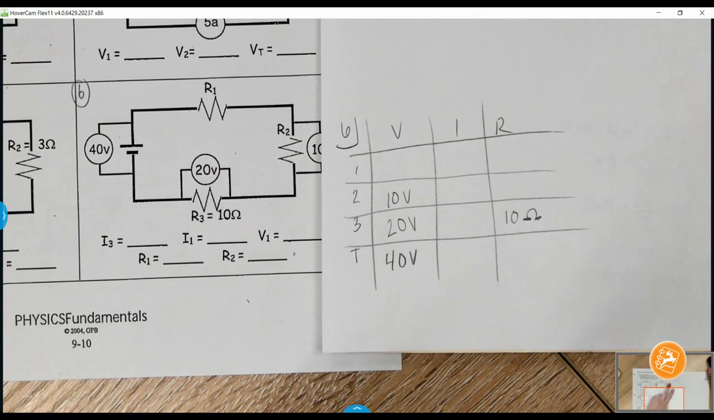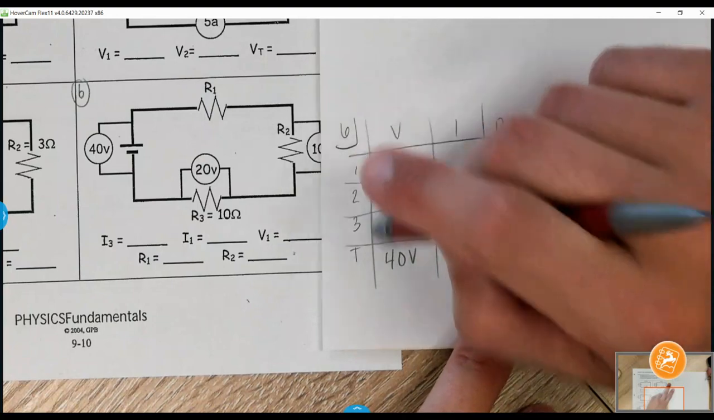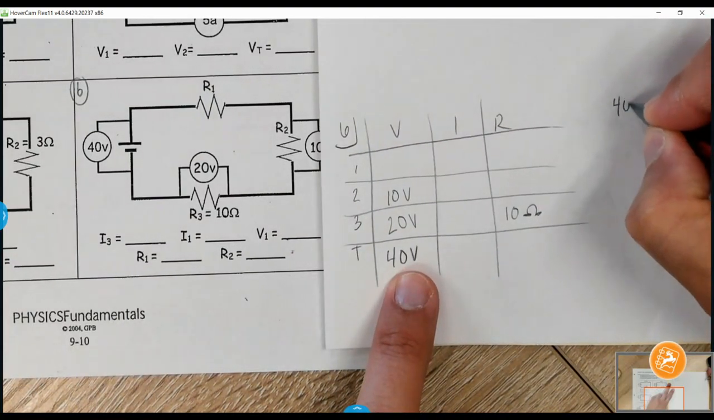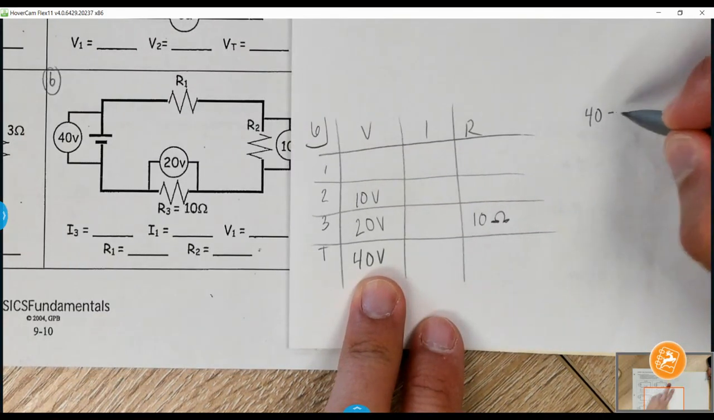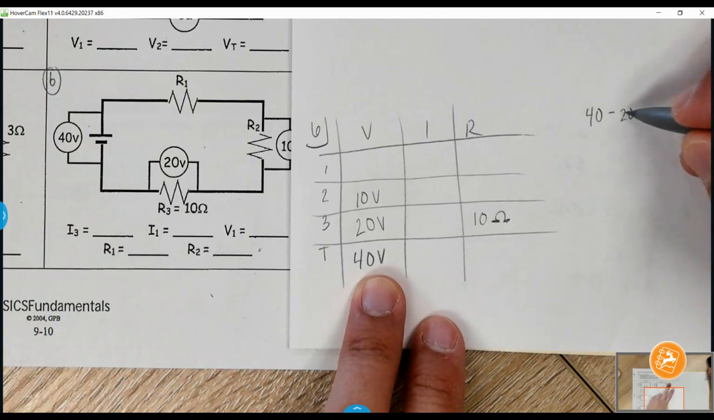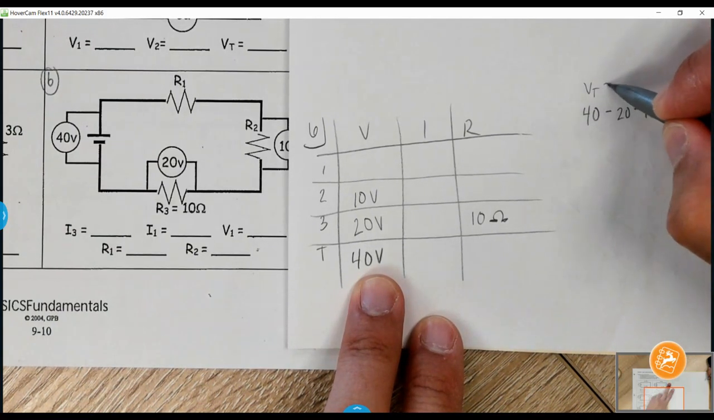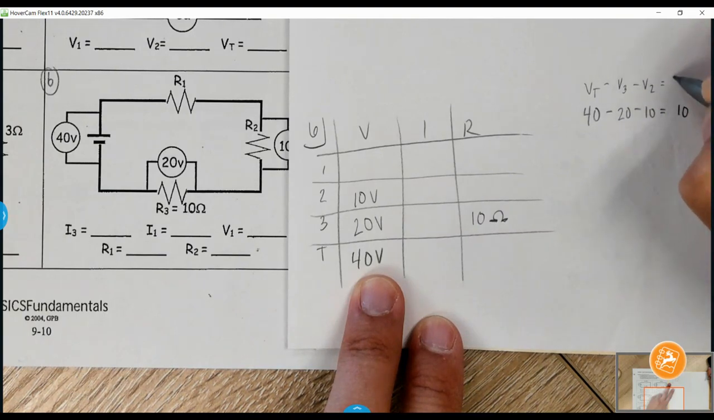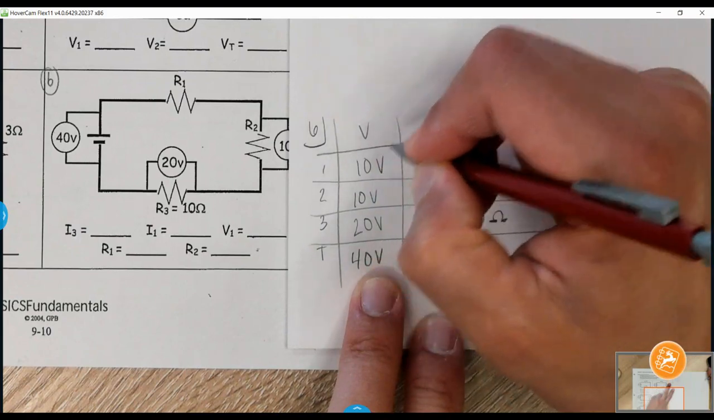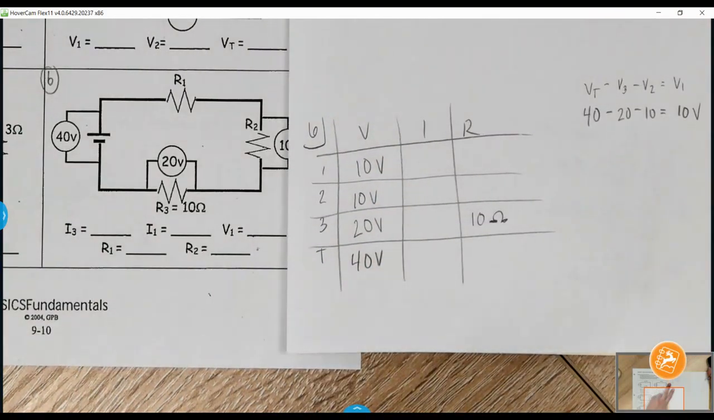Good, because V1 plus V2 plus V3 need to equal 40. Since I already know what the total is, I can reverse this. I can do 40 minus 20 minus 10. So 40 minus 30 would give me 10. This has to be 10 volts. That has to be V1.